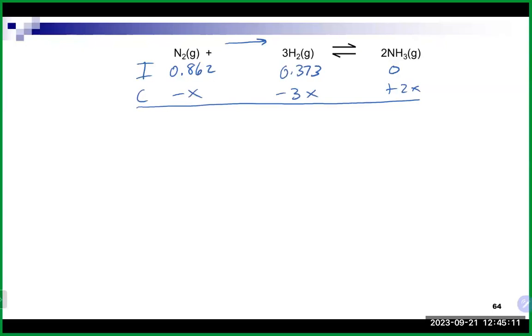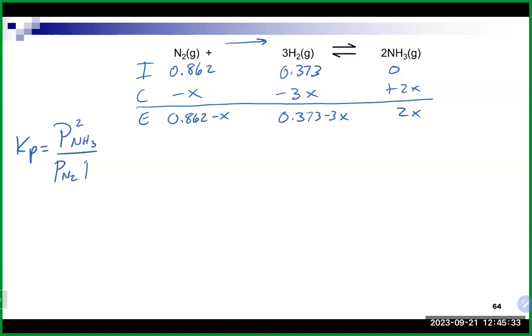This is going to give us an equilibrium line of 0.862 minus x, 0.373 minus 3x, and 2x. We'll put this into our expression, which I didn't write on the last page, but we'll do it here. It is the partial pressure squared of NH3 divided by the partial pressure of N2 and the partial pressure cubed of H2. That equals 4.31 times 10 to the minus 4 in this case. Any questions on the ICE table or anything like that so far?